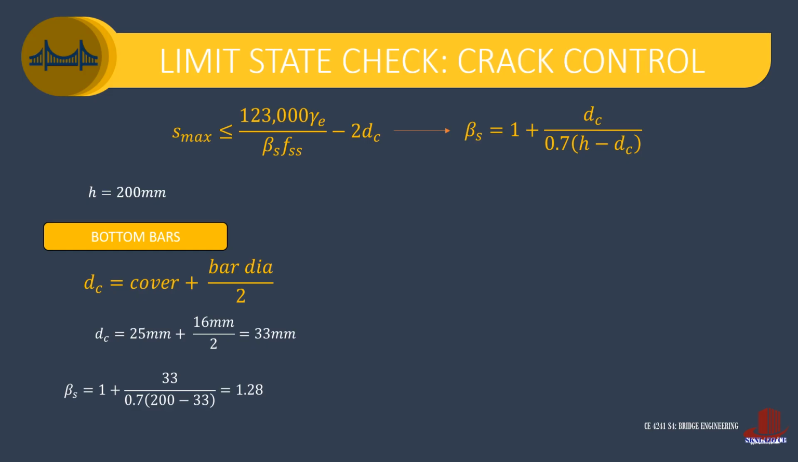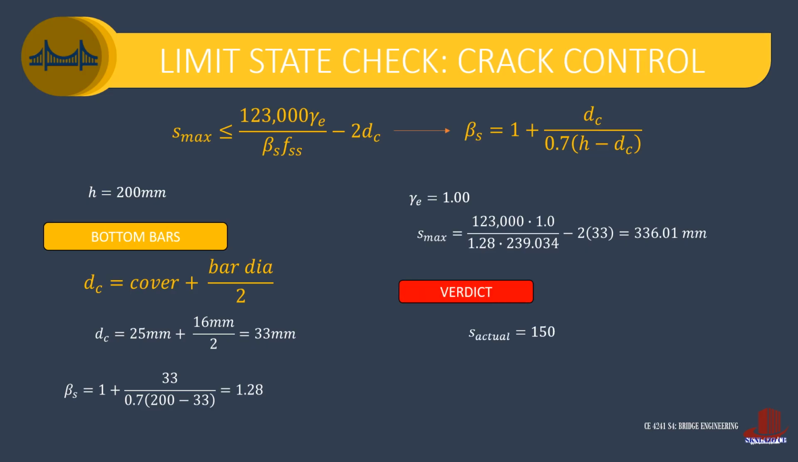With γe as 1, we can solve for the maximum spacing as 123,000 times 1 over 1.28 over 239.034 minus twice of 33. And this shows 336.01 millimeters. How do we interpret this? The computed spacing earlier is 150 mm. This is within the maximum of 336.01, so the bottom bar spacing is safe.